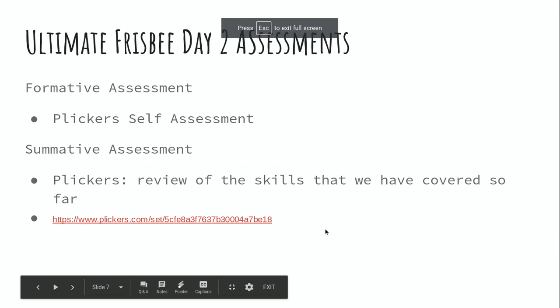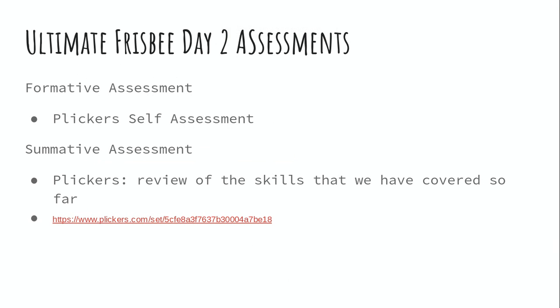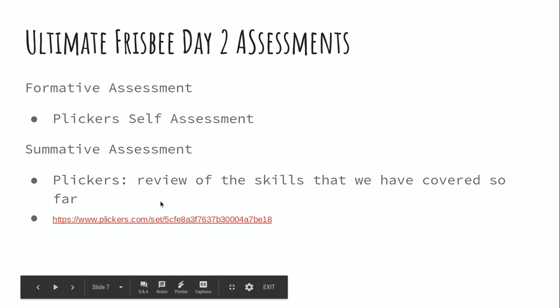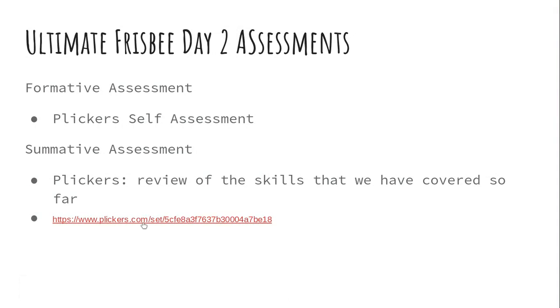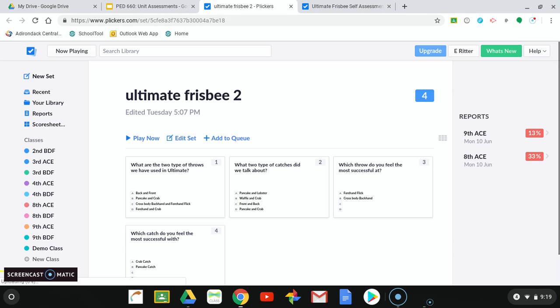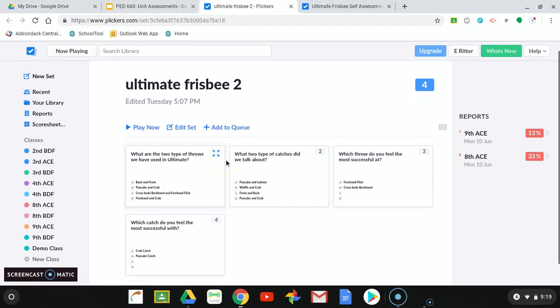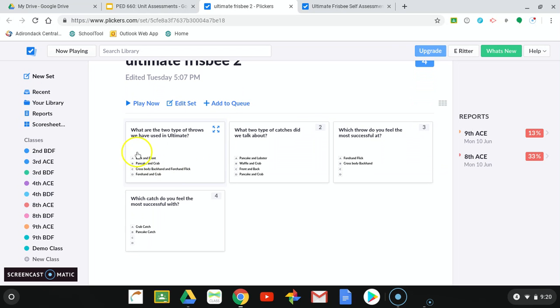Day 2 assessments were, again, another Plickers self-assessment, and then more of a summative type of assessment where they review the skills that we have covered the past 2 days. So this was the assessment that I did with my class. I actually got the opportunity to implement this one.